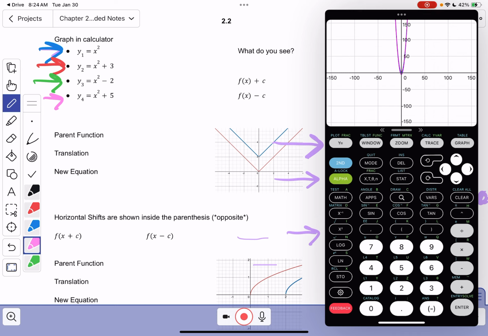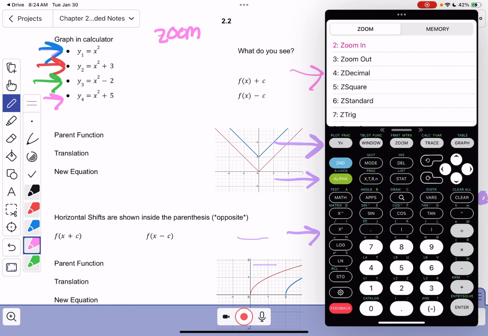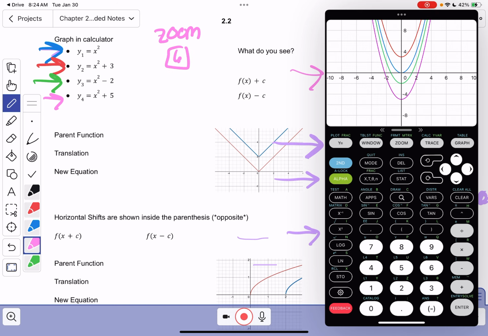But if you look, my range is really big, like negative 150. So I'm going to hit the zoom button, which is the top middle. And then I'm going to go to 6, zoom standard. And that'll bring us to a 10 by 10 graph. Now I can see the difference in the curves. So what do you notice? Compare the colors to the equations and see what you see.